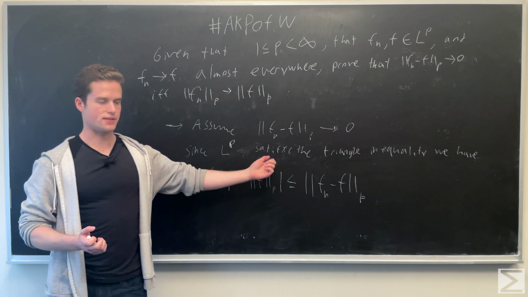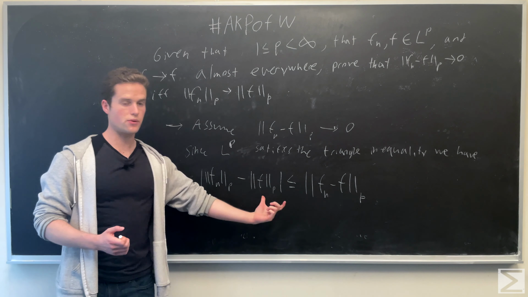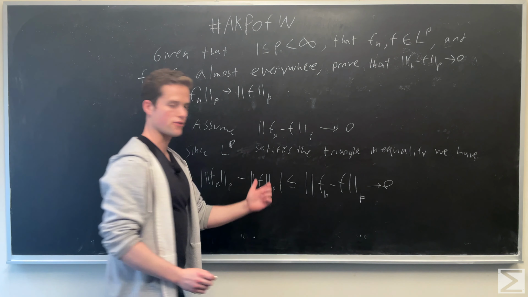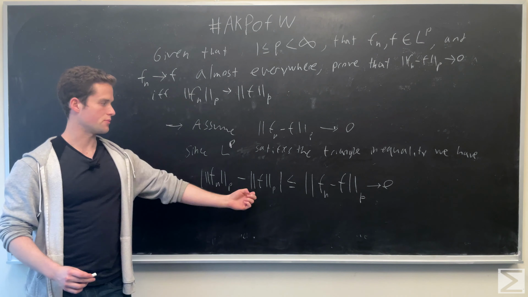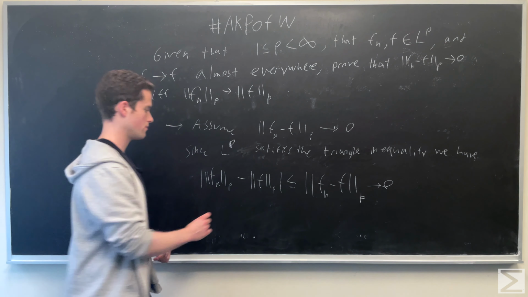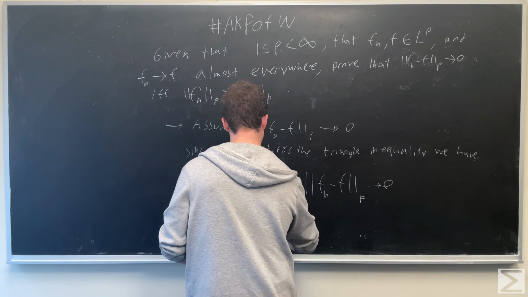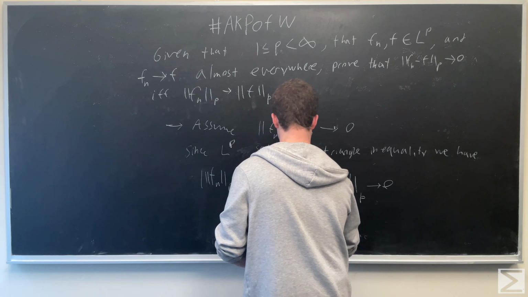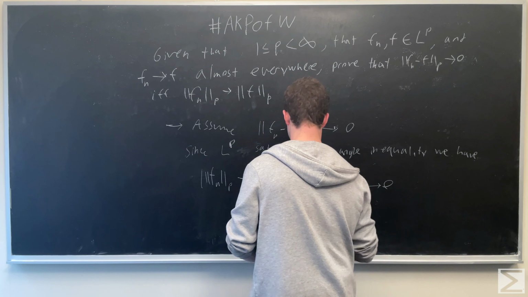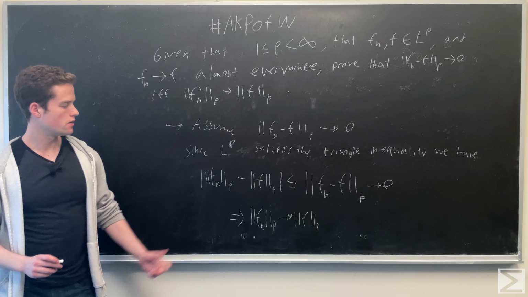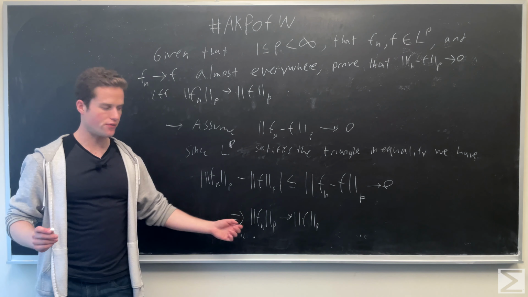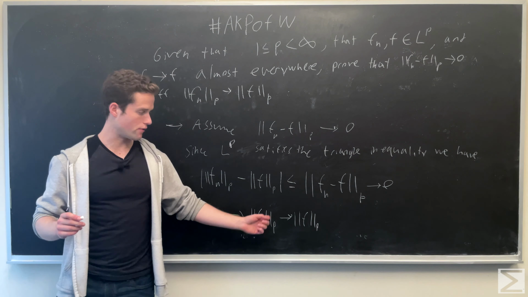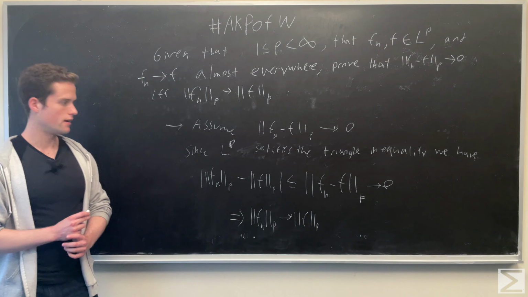And so since L^p satisfies the triangle inequality, we'll have this inequality. And the right side goes to 0. And so these terms must approach each other. And so we get that as n goes to infinity, the L^p norm of f_n goes to the L^p norm of f. And so that's one direction.